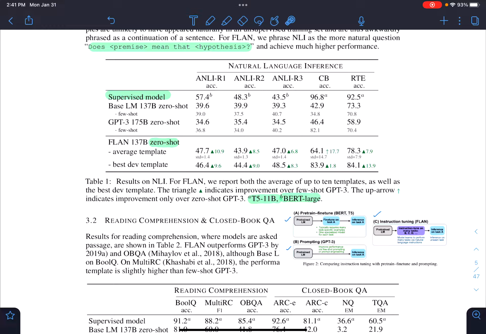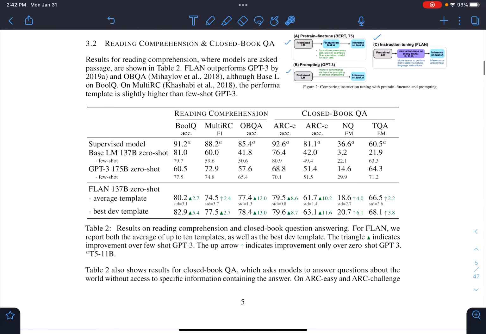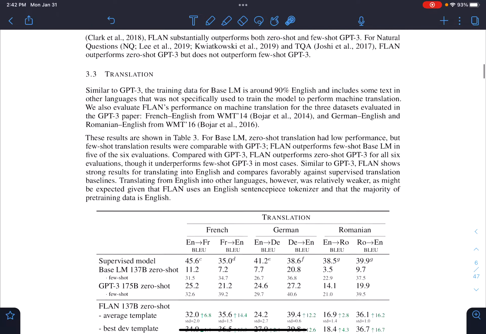And you can see this triangle is with respect to few-shot GPT-3, which is here. So they have very good performance as compared to these two models. And for how many tasks? Natural language inference, reading comprehension, translation.